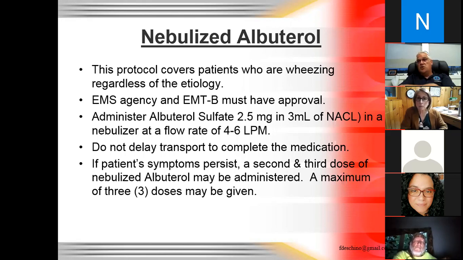Sometimes if you treat them in the house and make them better, they want to stay home, and they're really probably not at the point where they could stay home, and they're just going to call you back in a couple of hours. So it's better just to take them. You're allowed to give a total of 3 doses of albuterol. The first one you may start in the house, second and third en route. If you have a decent transport time, you shouldn't fear giving 3 doses of albuterol.